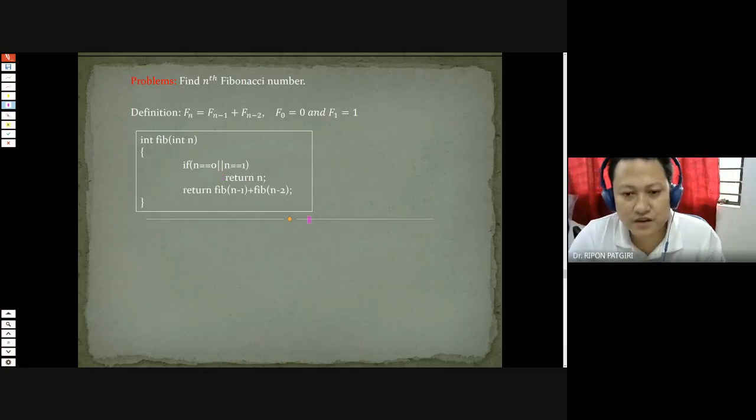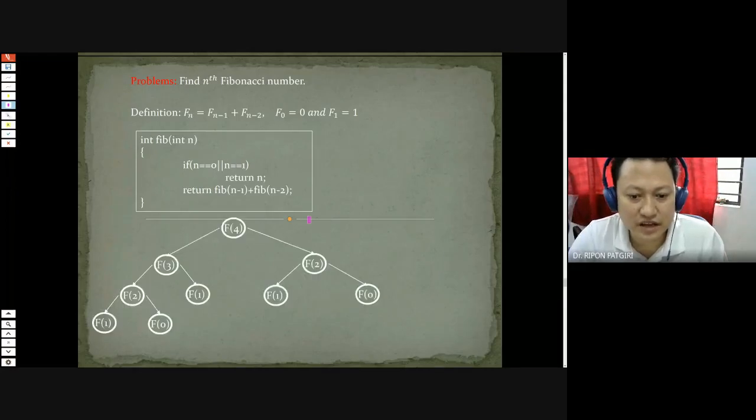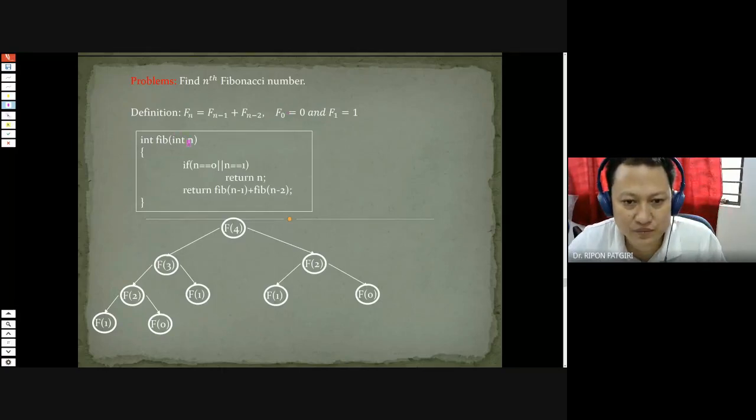So how does this function behave? Let us assume that the function call is n is equal to 4.